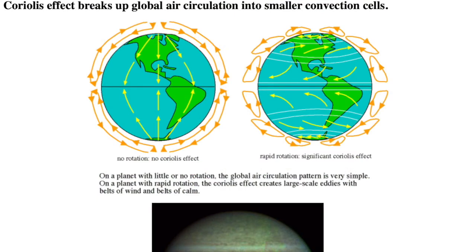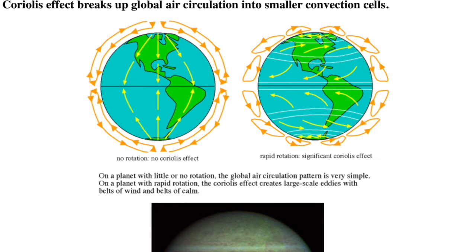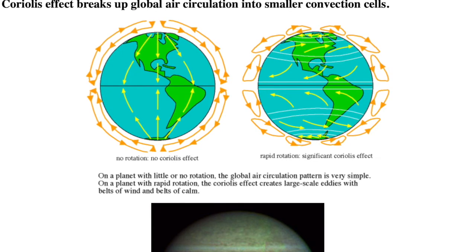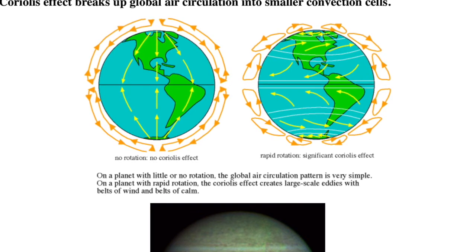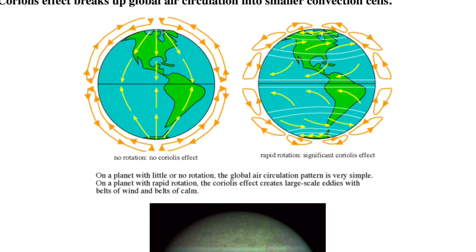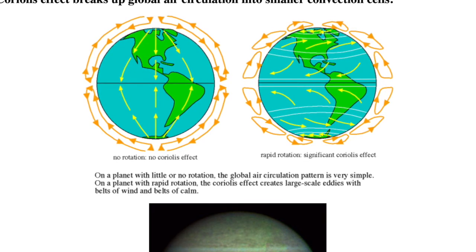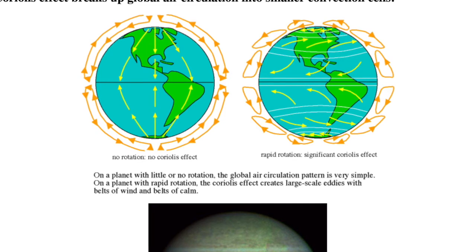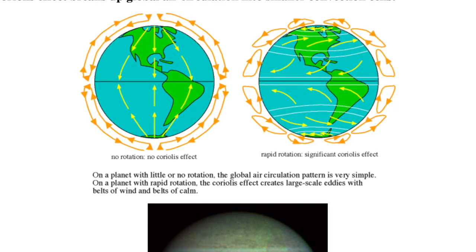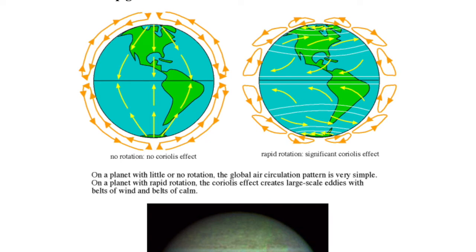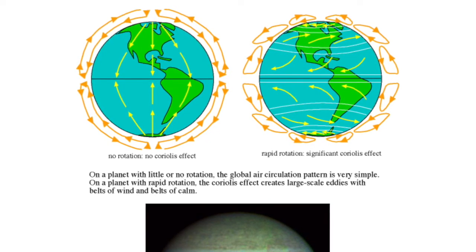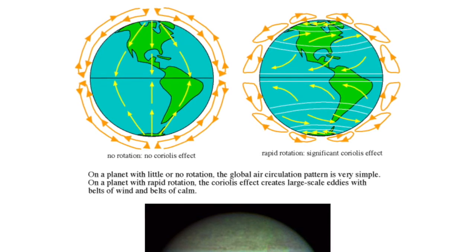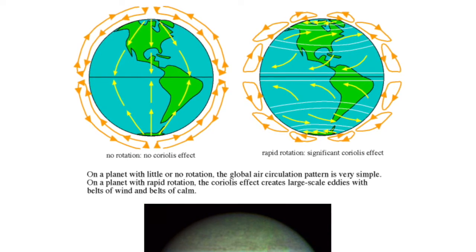The rapid rotation of a planet will also complicate the convective flow of energy from the warm equator to the cool poles. On a planet with little or no rotation, Venus, for example, the air circulation is very simple. Warm air rises along the equator, flows at high altitudes towards the poles, and near the surface returns to the equator. On a planet with rapid rotation, Earth or the Jovian planets, for example, the surface winds from the poles are deflected into large-scale eddies with belts of wind and calm.